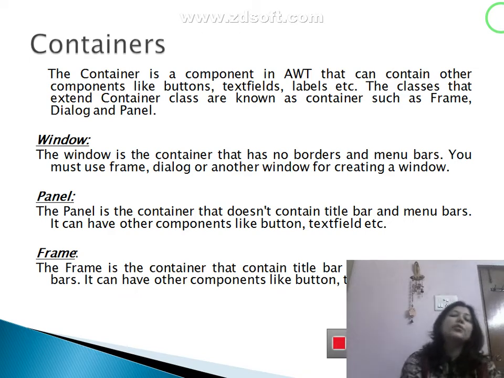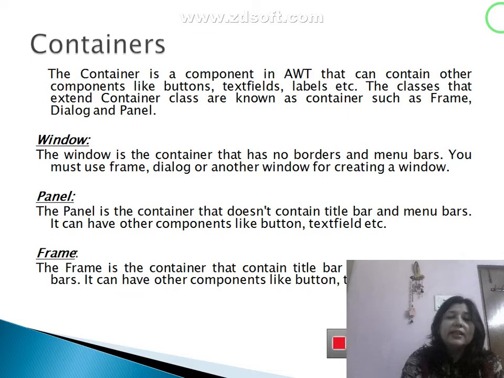Now, what are the containers we will be using? The container is basically a component in AWT that can contain other components like buttons, text boxes, labels. The classes that extend the Container class are known as containers, such as frame, dialog, and panel. Now the three important containers. First, window. The window is the container that has no borders and menu bars. So whenever we have to use borders or menu bars, we must use frame, dialog, or another window for creating a window.